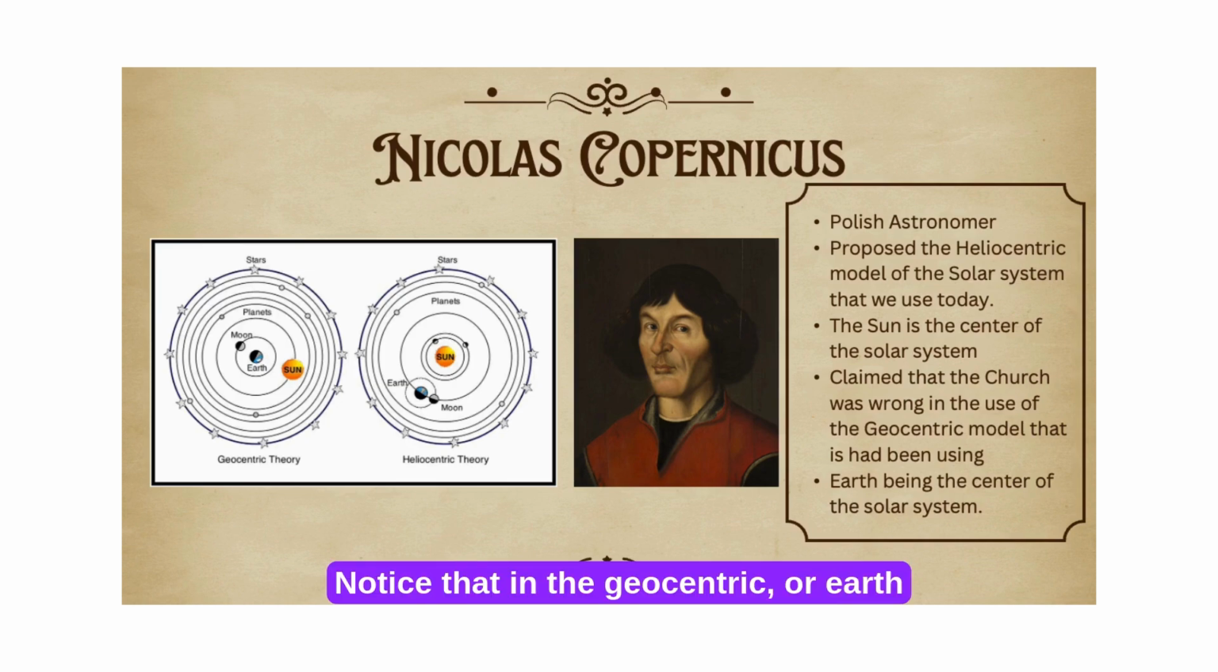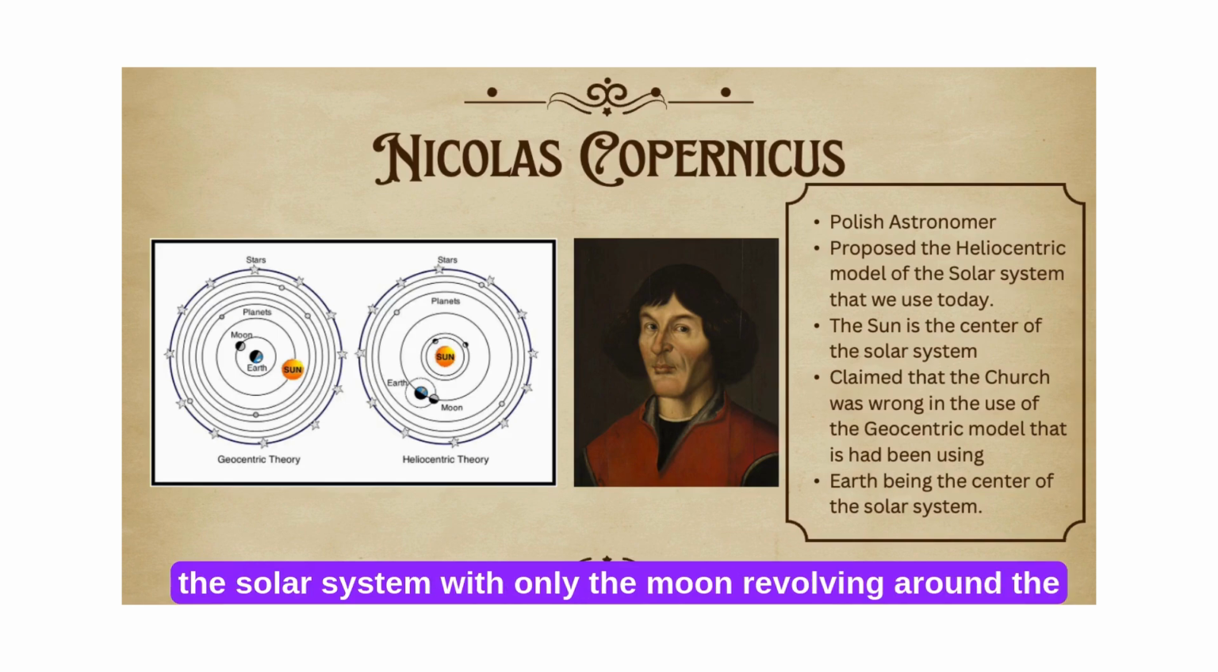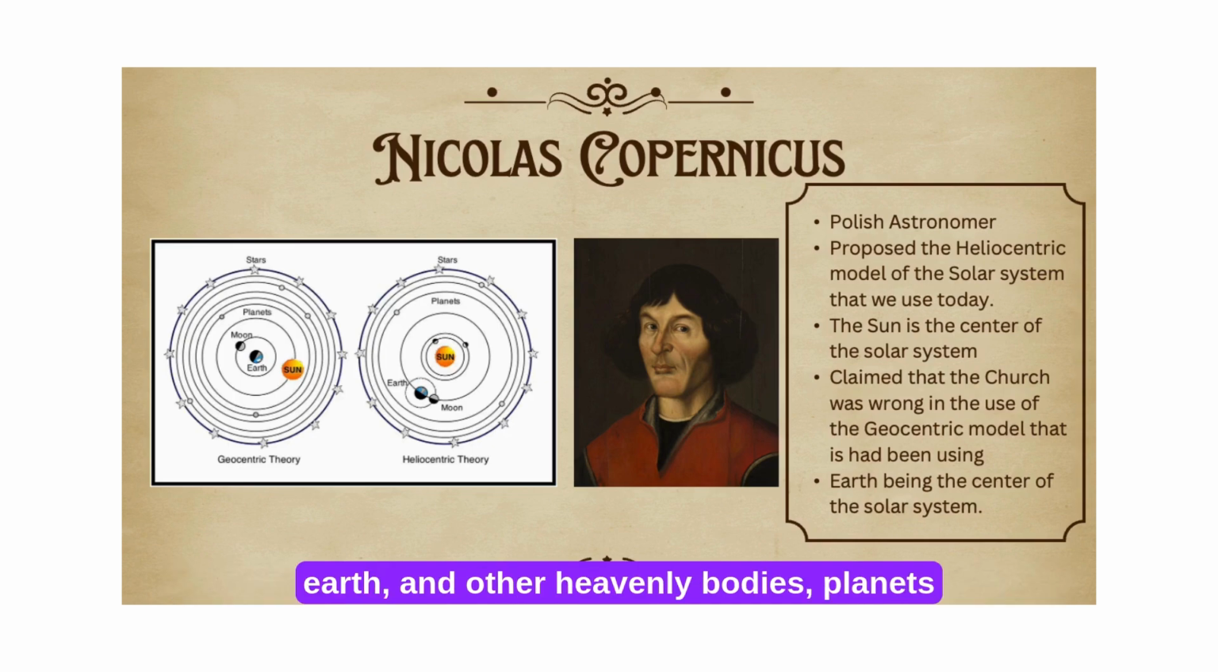Notice that in the geocentric or Earth-centered model of the universe, the Earth is at the center, and all other heavenly bodies, including the sun and the moon, revolve around it in a perfect circle. In the heliocentric theory, the sun is at the center of the solar system with only the moon revolving around the Earth and the other heavenly bodies, planets and stars, including the Earth, revolve around the Sun.